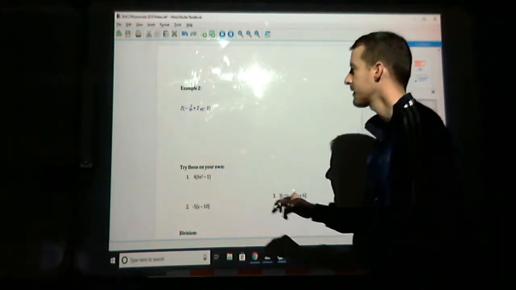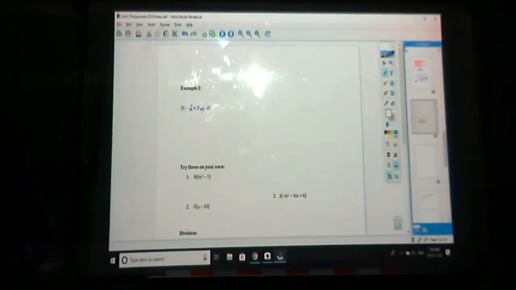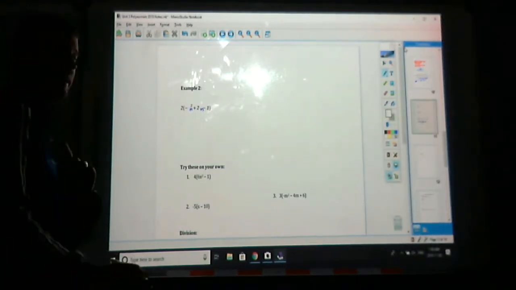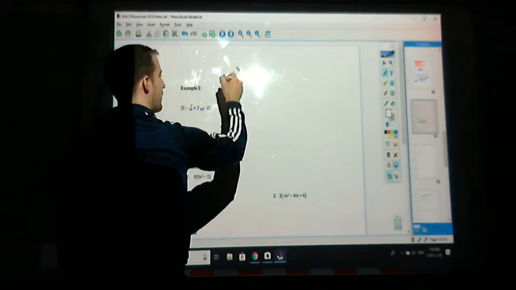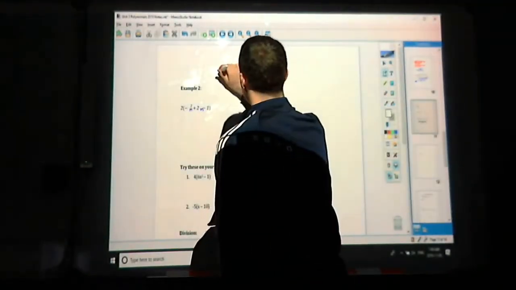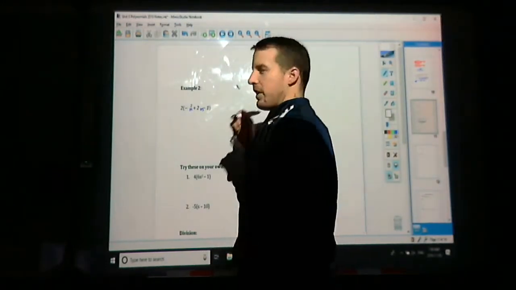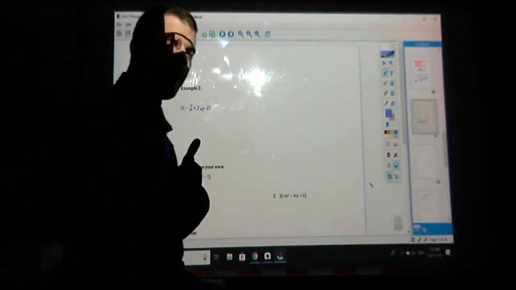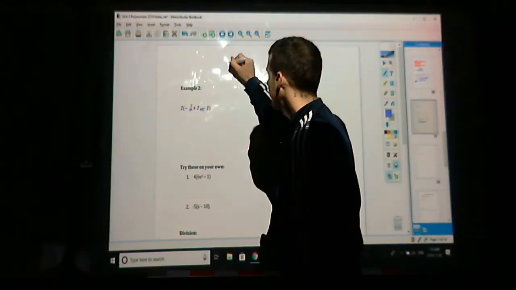So here a little more complicated, but still definitely within the realm of what we are capable of doing, because I know you are all very capable individuals. All right, we're back. So over here, same thing. We're going to take the distributive property.